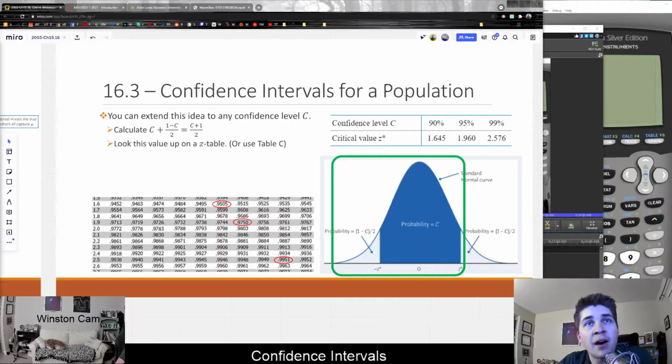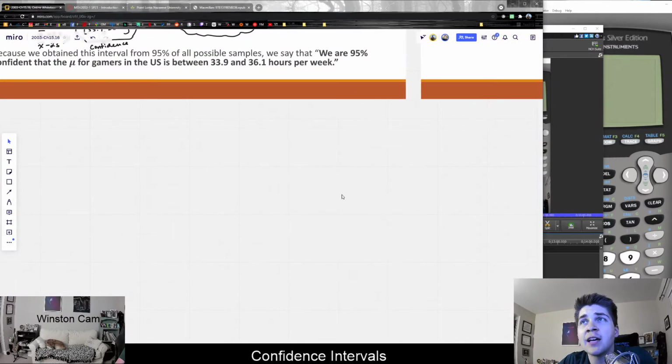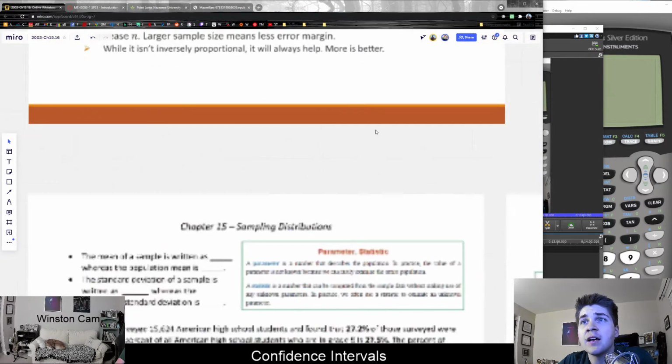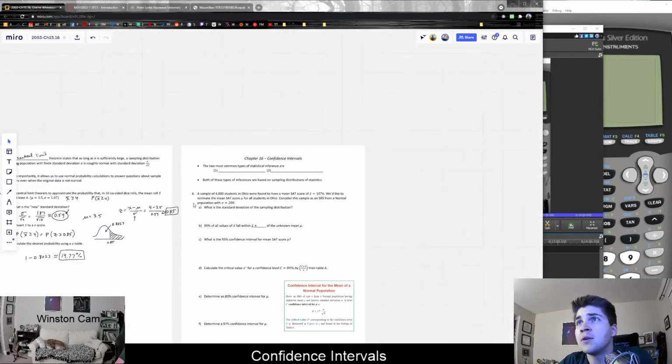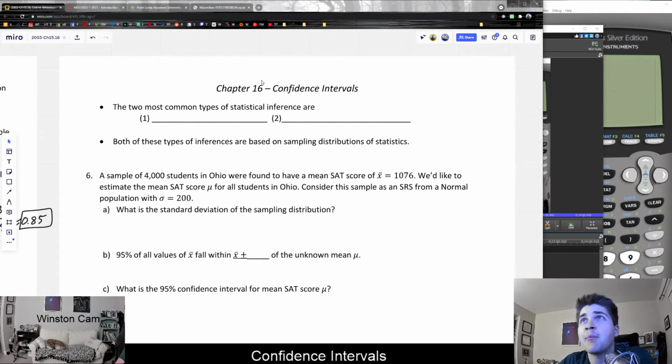In this video, we'll talk about how you can generalize the confidence interval of any value, but let's go back first to the packet and look at the example there, which is number 6 on the packet on confidence intervals. Just to recap, there's two common types of statistical inference, one of which is confidence intervals, and one of which we'll talk about later is called significance tests.